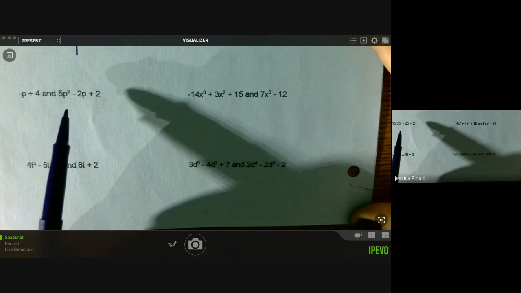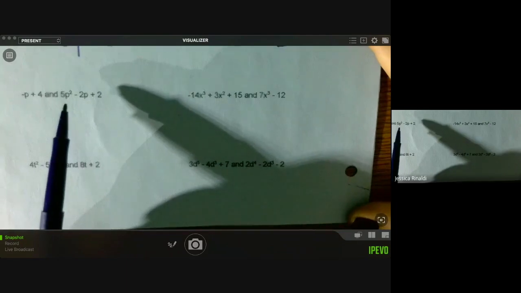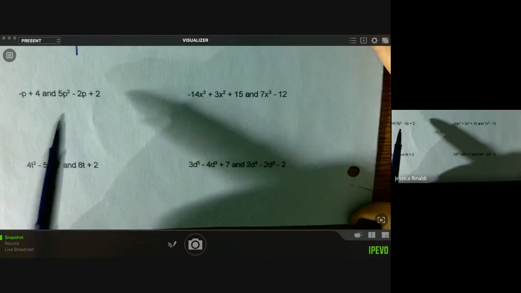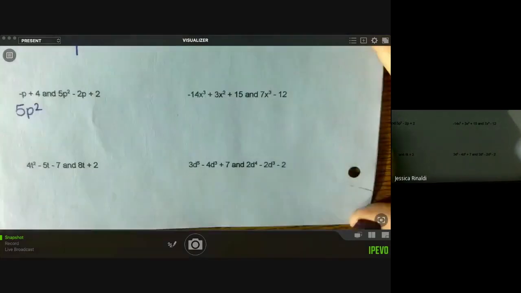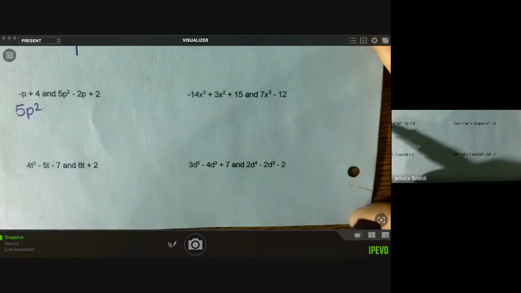So Rosie, what's something that I can combine with these two polynomials? P. You're right. I can combine the p term. Is there anything I can combine with the 5p squared? Anyone can answer this. Can 5p squared get combined with anything? No, you're right, Lily. So I'm just going to bring that down. And then like Rosie said, I can combine my p terms. Rosie, when I combine negative 2p and negative 1p, how many am I left with?